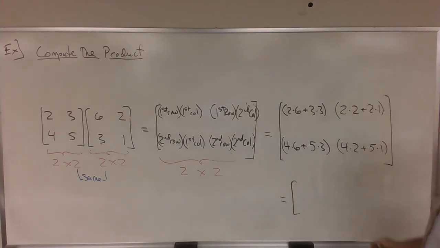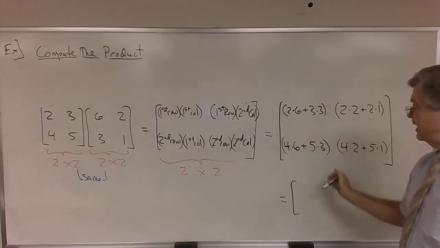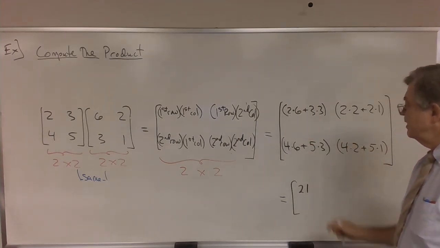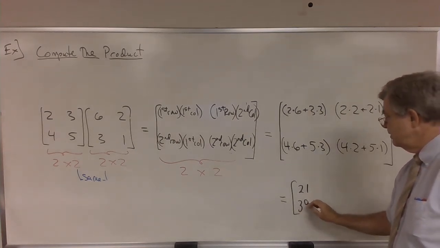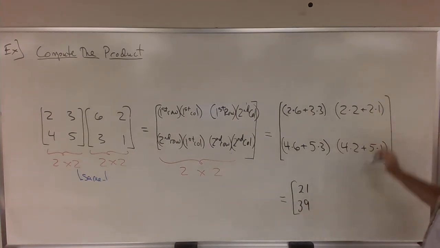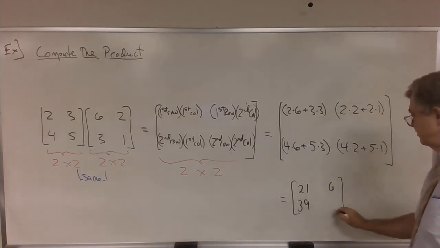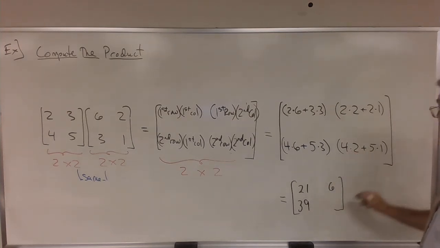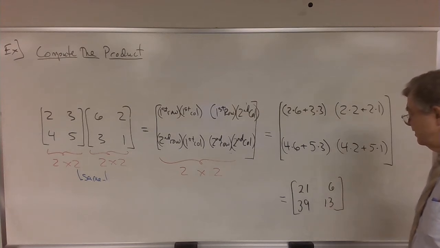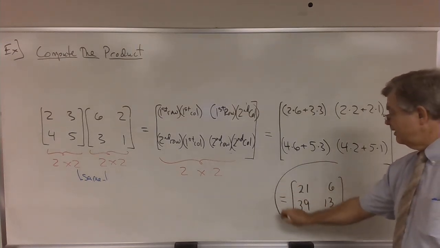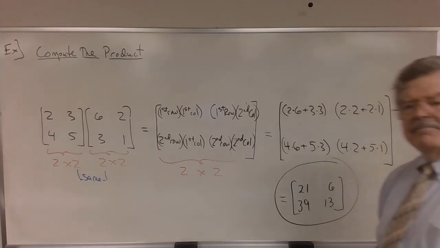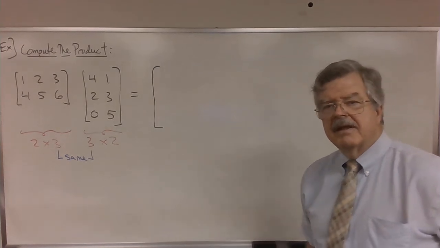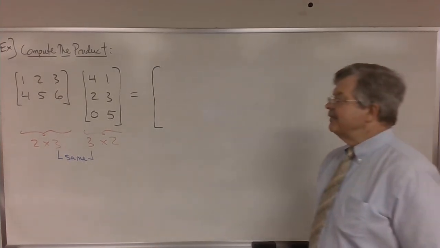And what does this turn out to be? 12 plus 9 is 21. 24 plus 15 is 39. 4 plus 2 is 6. And 8 plus 5 is 13. So this is our product. Let's do a few more. Okay, another one.